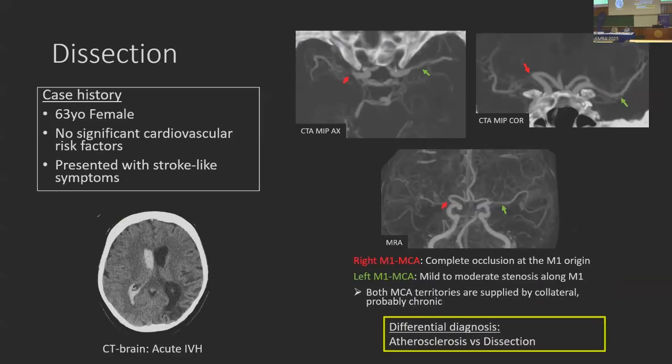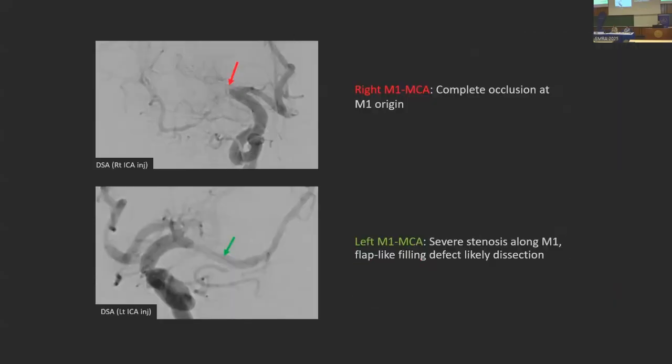The next case is one with a diagnosis of dissection. This patient presented to us, and there was complete occlusion of the right MCA at the M1 origin, and on the left side, there was stenosis as well. The differential diagnosis was, is it atherosclerosis or is it dissection? We went on to do a DSA because of the question of dissection.